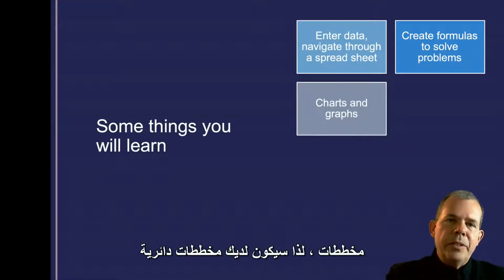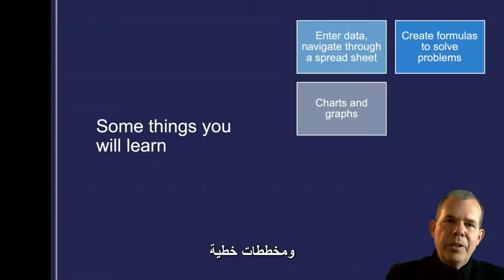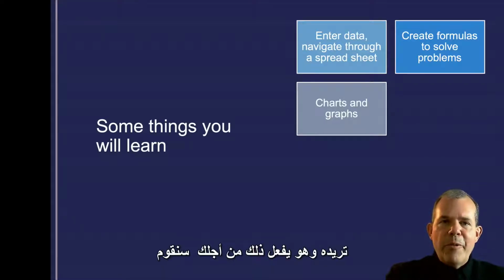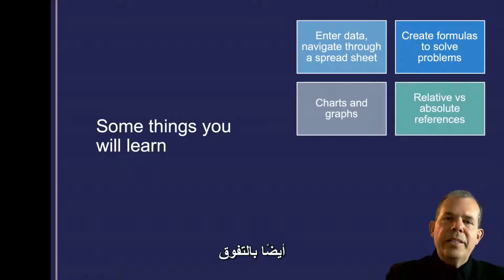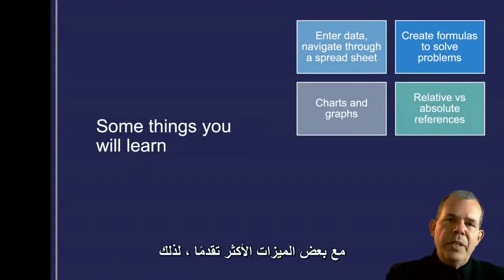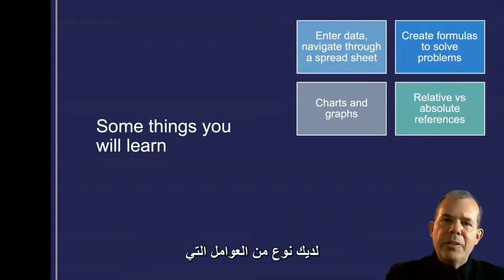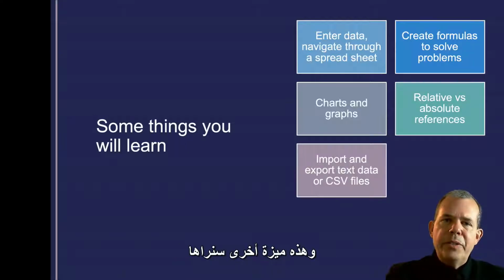We'll create charts. So you'll have pie charts and line charts and you'll have scatter charts. Excel is very easy in creating charts. You basically have to choose what kind you want and it does it for you. Also, we're going to do Excel with some more advanced features. So relative and absolute references is used if you have some kind of a factor that you want to use in other parts of the spreadsheet. And so that's another feature that we'll see.